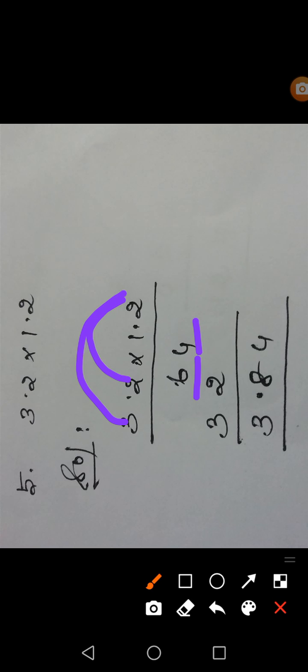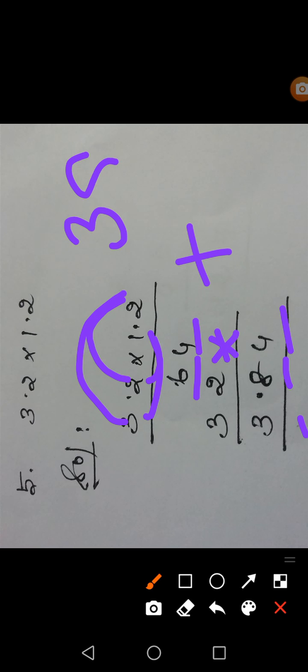Next 1 into 2, 2. So we put a star, otherwise 0, as per place value. We know the place values, how to multiply with 2-digit numbers. So 2 ones are 2. Then 1 three is 3. So how to add? 4, then 6 plus 2 is 8, then 3. So we get the solution 384.